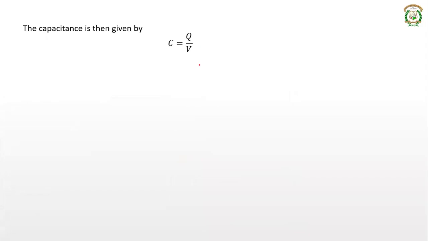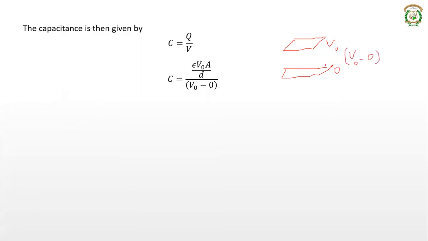So what is Q? Epsilon V naught A divided by D. And what is this V? Here V you have to use, that is the potential difference between the two plates. The upper plate is at a potential V naught, the lower plate is at a potential 0. So what is the difference between the potentials? It is V naught minus 0, that is V naught.